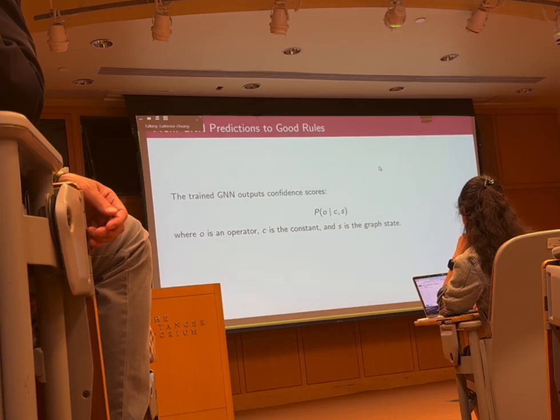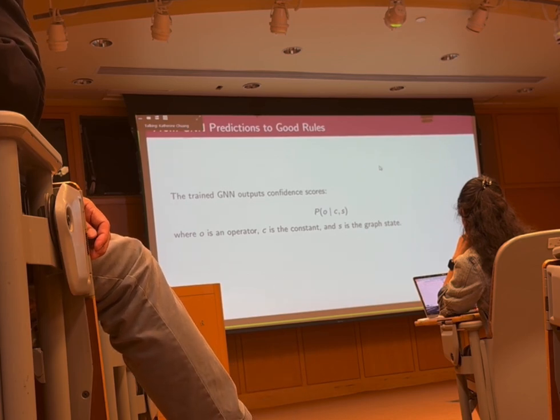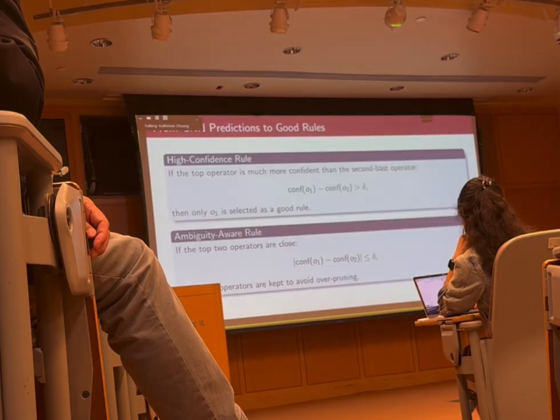And the trained GNN outputs some confidence scores, where this is a representation for the confidence scores: O is an operator, and the score is based on the constant C and the graph state. And we set some confidence rules there. There are 2 rules there.